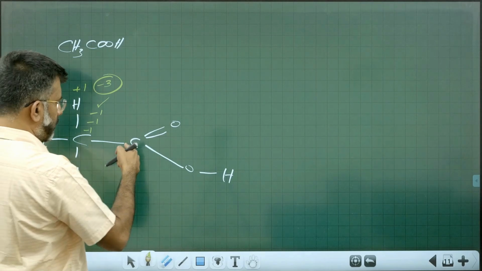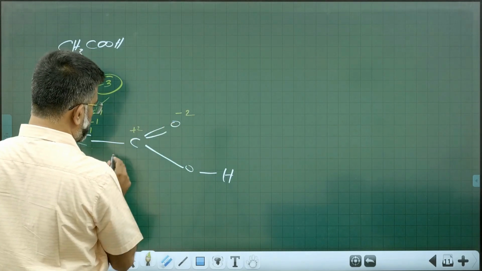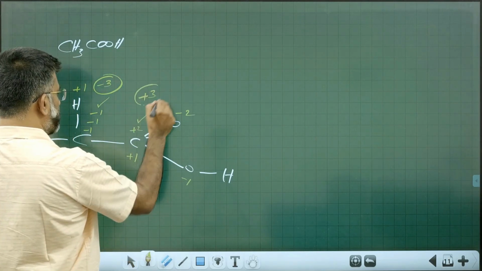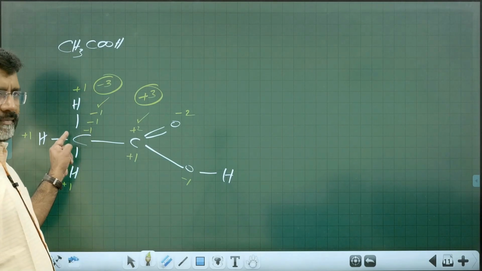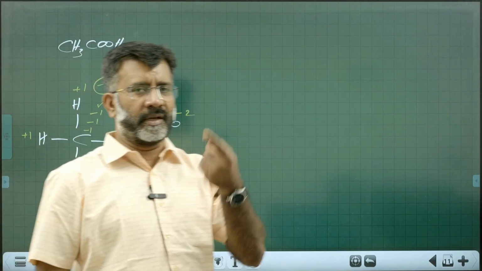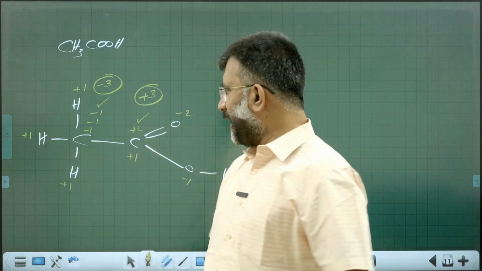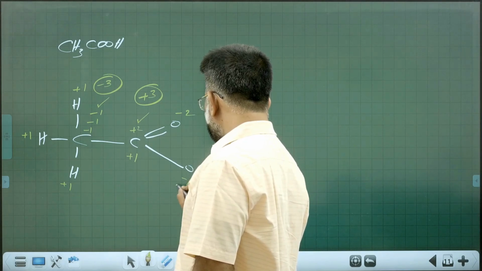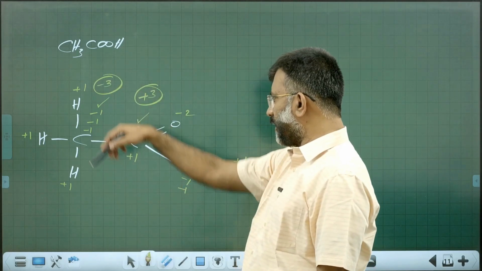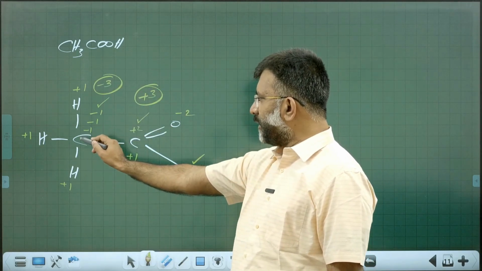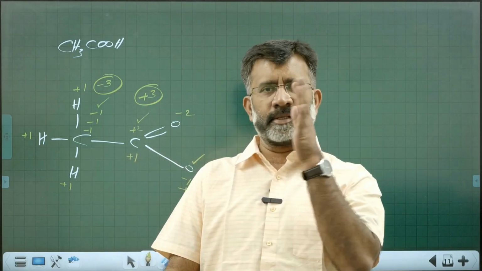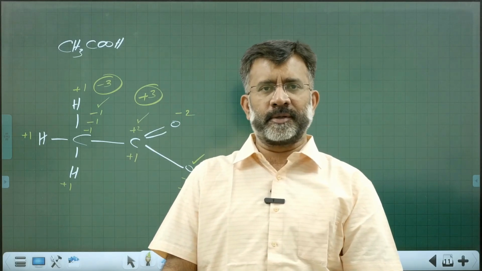Now coming to this carbon: A-B double bond gives -2, +2, and A-B single bond gives -1, +1. So this carbon is in the +3 state. This carbon has -3 state, this carbon has +3 state, and the average will be 0. And this oxygen again +1, -1. So this oxygen is -2, this oxygen is -2, all hydrogens are +1, this carbon +3, this carbon -3, and the average of the carbon will be 0.